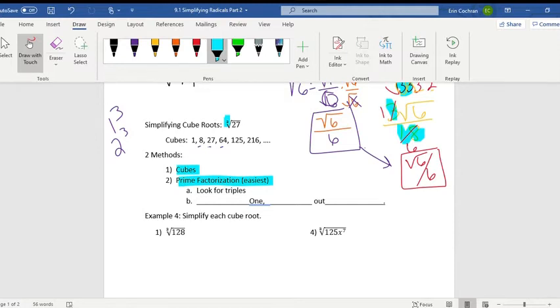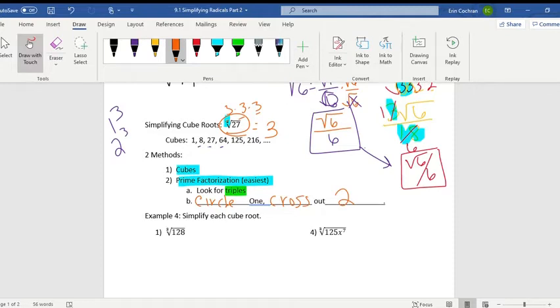We have to look for triples. Once I find a triple, I'm going to circle one of them and cross out 2, because the cube root of 27 is 3 times 3 times 3, so the number that occurs 3 times is just 3. So we cross out 2.